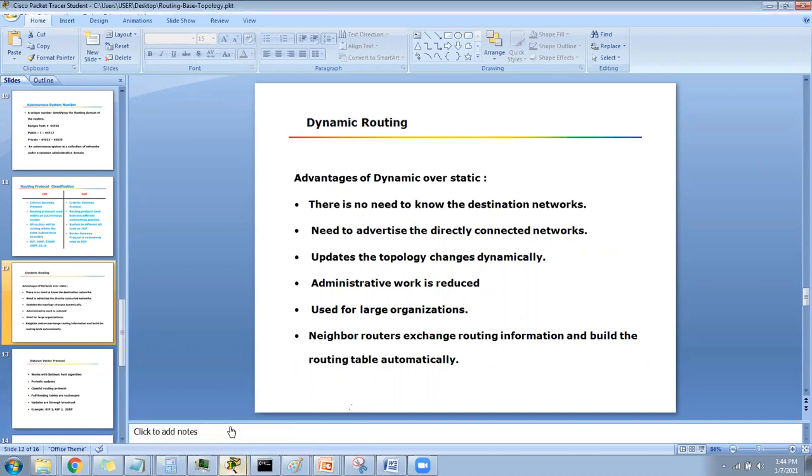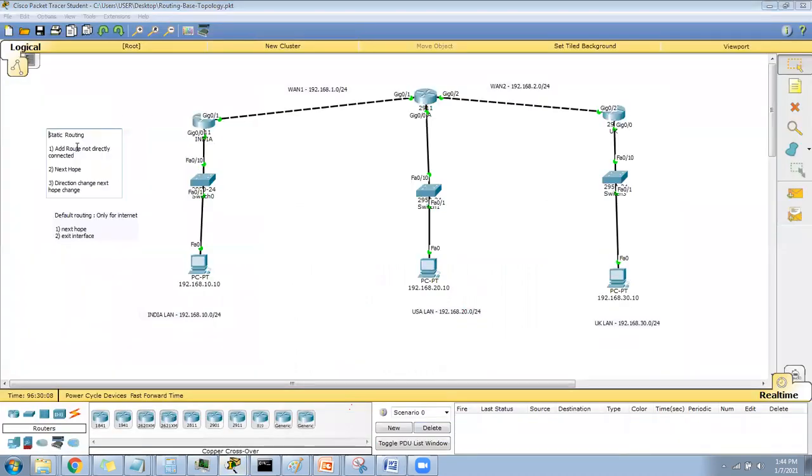In static routing, just remember what I write here. In static routing, we add routes that are not directly connected. So what we did in static routing, we added what are not directly connected: this one, and this one. And you know what dynamic routing is saying? Just advertise the directly connected network.